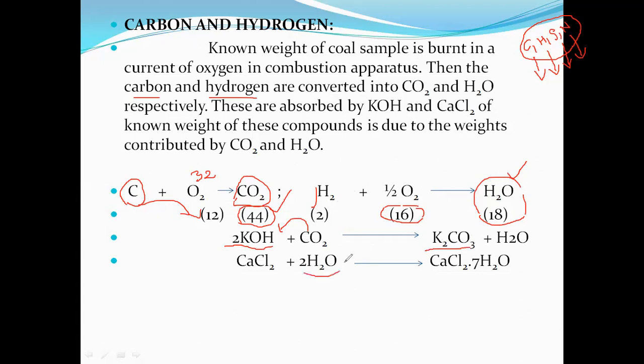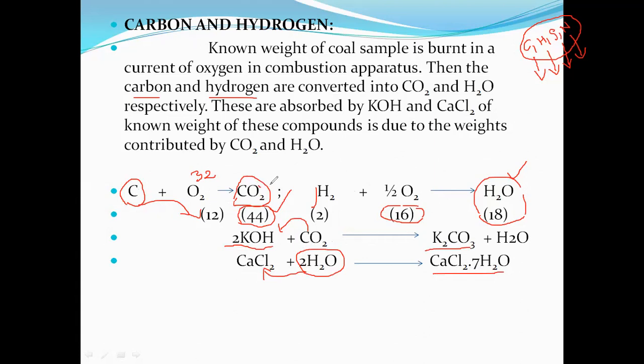The amount of H2O produced during the combustion reaction is calculated by passing it through the calcium chloride tube, where it is converted into a precipitate. The precipitate is known as hydrated calcium chloride. Simple: carbon gives rise to carbon dioxide, and hydrogen gives rise to H2O.